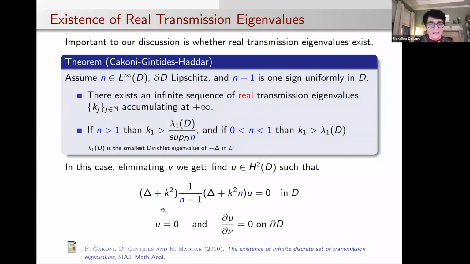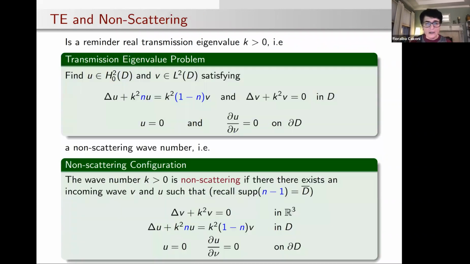The only known result is some old result by myself, Gintides, and Haddar. We show that if the contrast n minus one is of one sign in the entire D, not only in a neighborhood of the boundary, then indeed there exist infinitely many real transmission eigenvalues. They accumulate to plus infinity. And in fact, one can show some sort of Faber-Krahn type inequality that for small k, there are no real transmission eigenvalues. So if we would like to look at non-scattering phenomena, the Born approximation is out of the picture. If you simply consider a low frequency, then you don't see this interesting non-scattering phenomena. So this result tells me that the necessary condition is satisfiable under some assumptions.